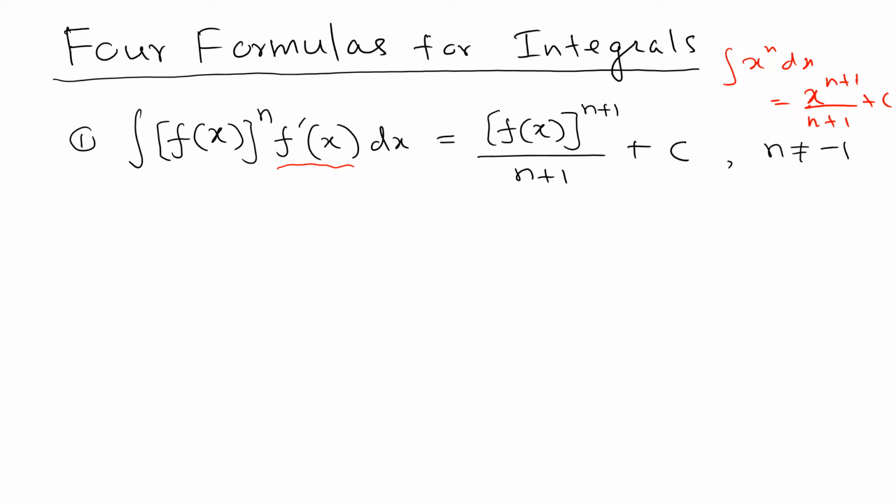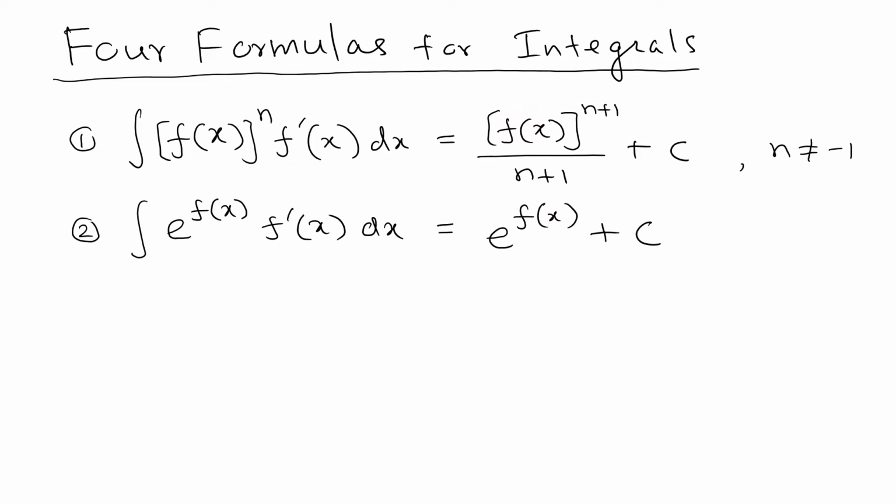So if you see the derivative, f(x) acts like x, and then you're going to get this result, which is f(x) to the n plus 1 over n plus 1. This is only valid for n not equal to negative 1. So what's the second one?